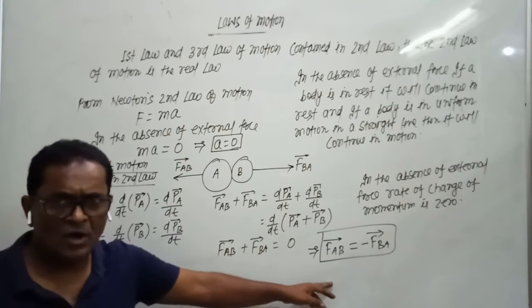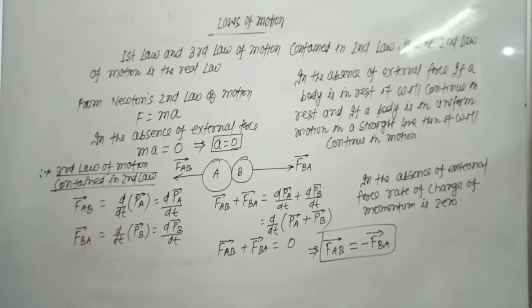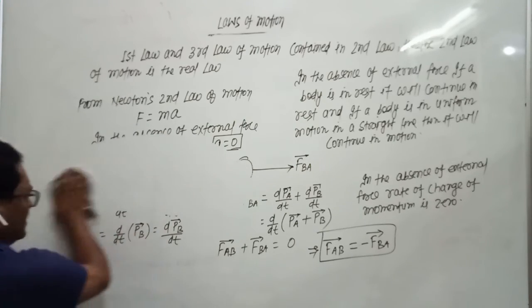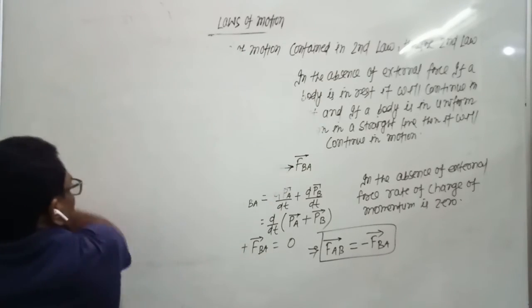So Newton's third law is contained in the second law. This was the second law: applied force is equal to the rate of change of linear momentum of a body. So we conclude that the second law of motion contains the third law. The first law and third law are contained in the second law. Therefore, the second law of motion is called the real law of motion.